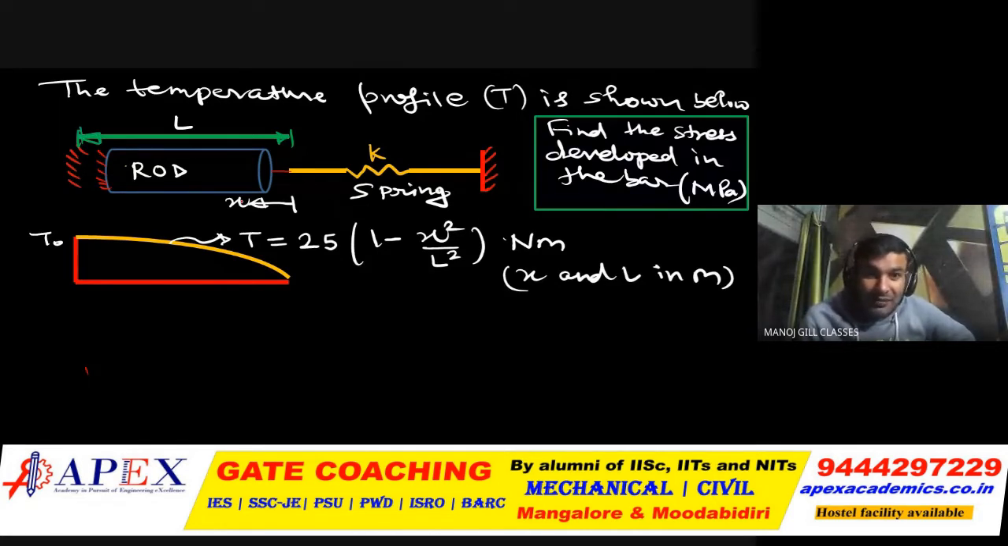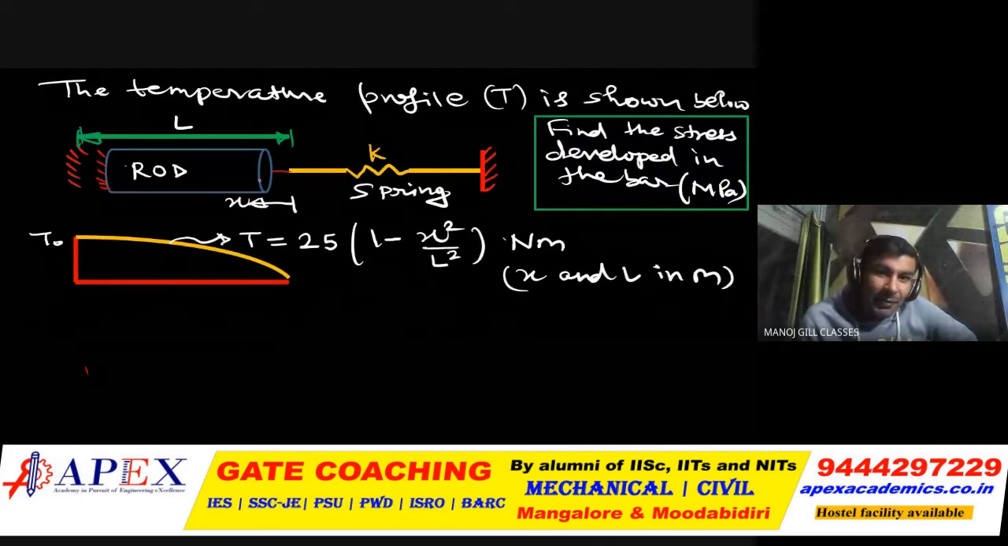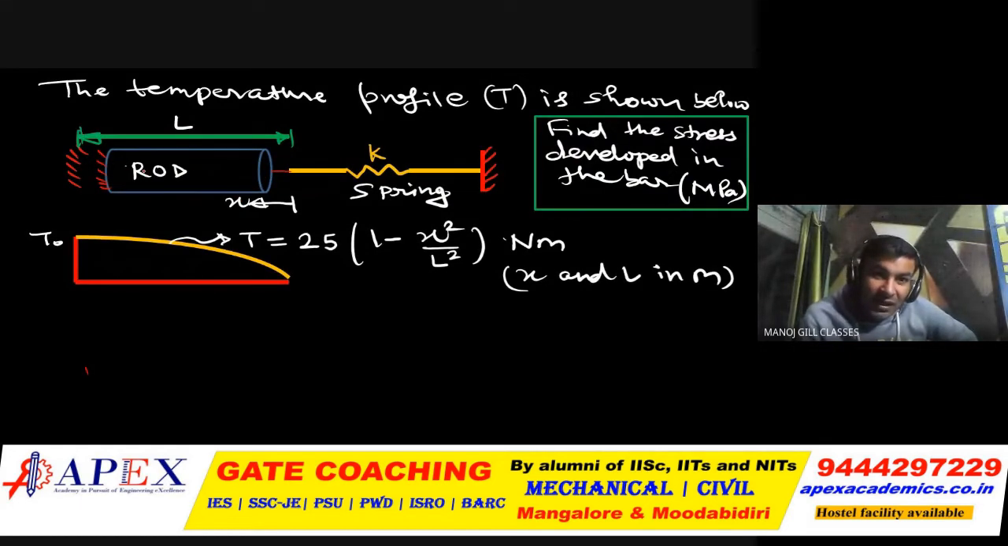So let's begin this problem. What is happening here? See, this is fixed on both sides, this system composed of rod and spring. When the temperature rises, let us suppose the temperature will rise, compressive stress will be induced in the rod. But due to fixing on both sides, the bar cannot elongate to this side. It will get resistance.